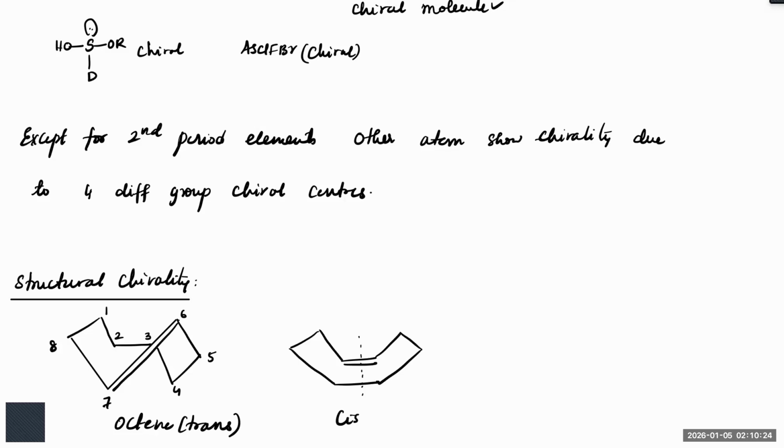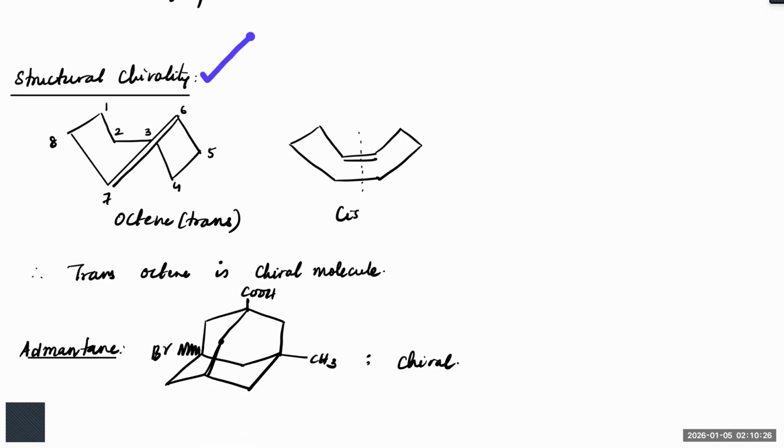Okay. Next one. Check out structural chirality. Structural chirality is when the molecule itself is structurally aligned in such a way that it is chiral. For example, cyclooctene. Cyclooctene in a trans form does not have any plane of symmetry. It does not have any center of symmetry. Thus, as an overall molecule, it is chiral. But in the cis form, it will always be achiral because there is a plane of symmetry.